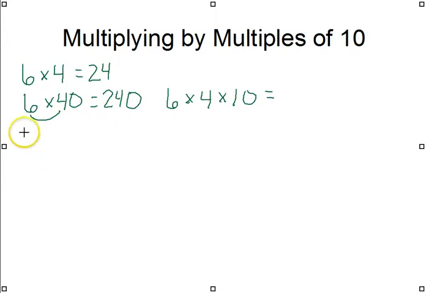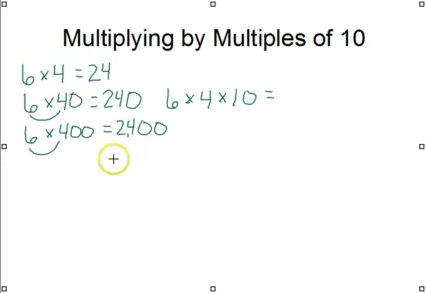All right, and then again, 6 times 400 would be the same way. 6 times 4, 24, 2 zeros. Now we need our comma, so we count 1, 2, 3, comma, so 6 times 400 is 2,400.